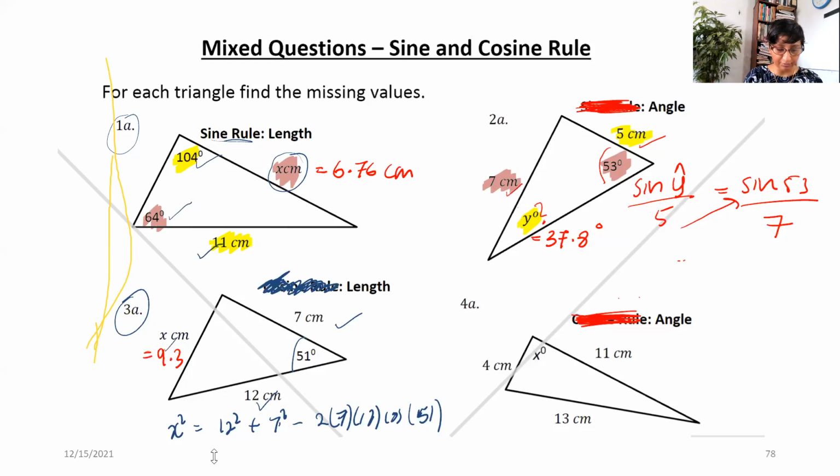I can't get my last answer with my phone calculator. So I would have to do it like this: sine inverse of 5 times sine 53 divided by 7. It is 34.7. Now, whoever got 37, please check why you got that. It is 34 point seven.